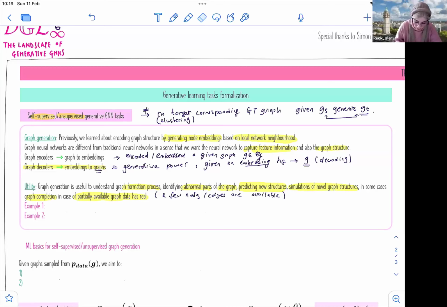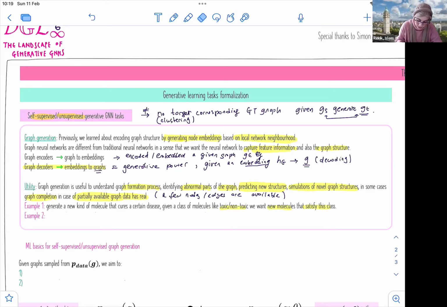And one example here is to generate a new kind of molecule that cures a certain disease. So given a class of molecules like toxic and non-toxic, we want new molecules that satisfy a particular class, okay? So we want to generate non-toxic molecules, for example.